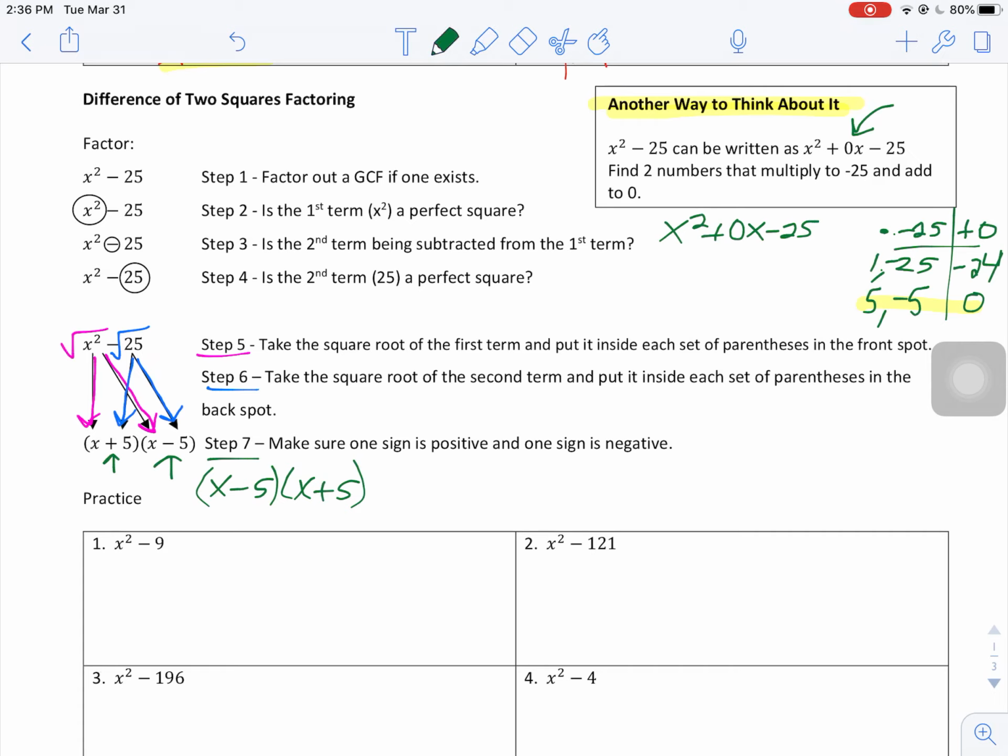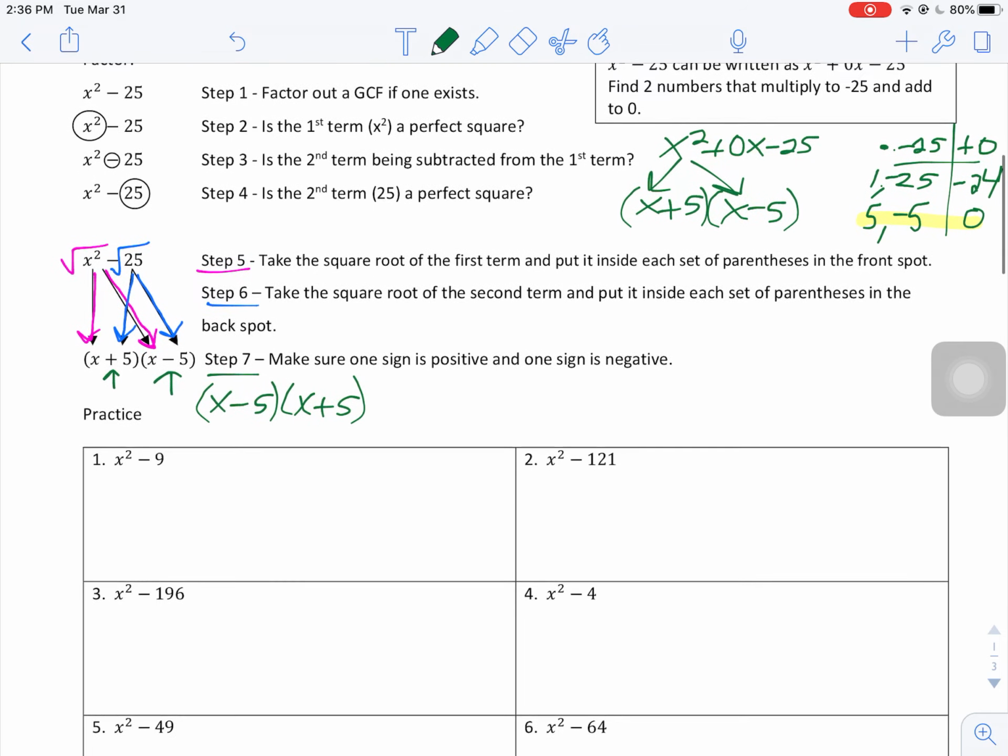So you would get ready to write your answer. So you would have x and x. That x squared got split into x and x. And then a 5 and a negative 5. So either way you think about it, it works. Most mathematicians do the shortcut method, which is what I went through first with the 7 steps. Most mathematicians would do it that way.